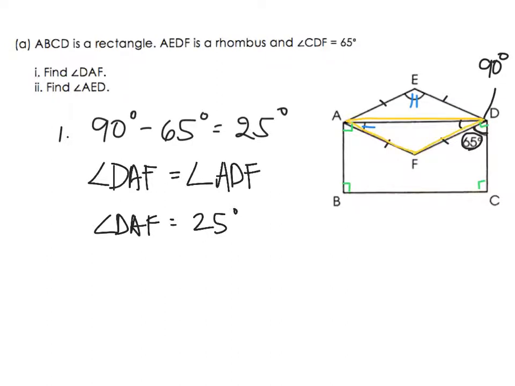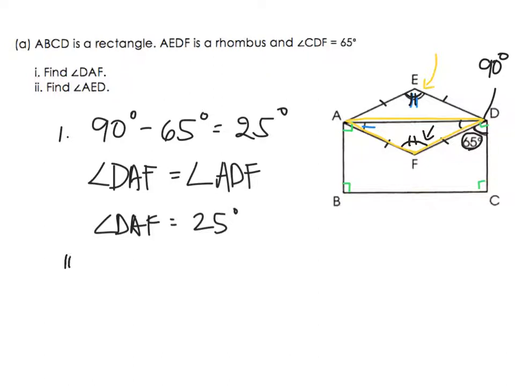And we have to keep in mind that we still have angle AED over here. We do remember it's a rhombus though. And in a rhombus, the opposite angles are equal. So this angle here is equal to this angle here. And we can solve for this one because it's in a triangle, an isosceles triangle to be exact.